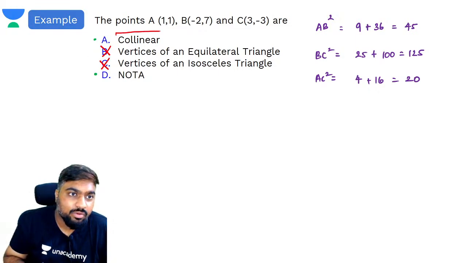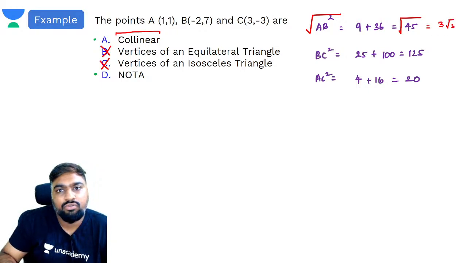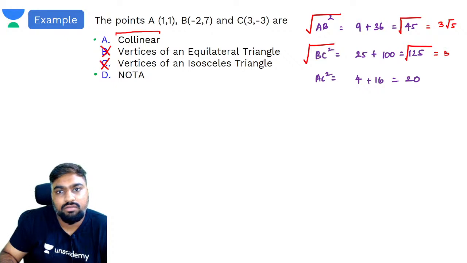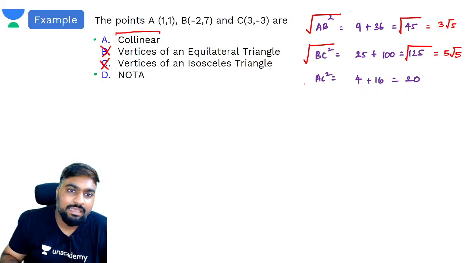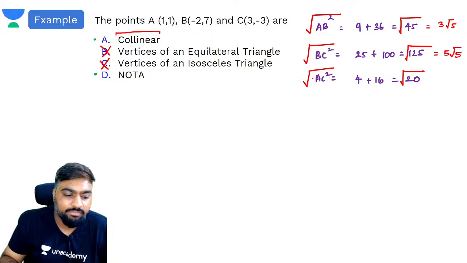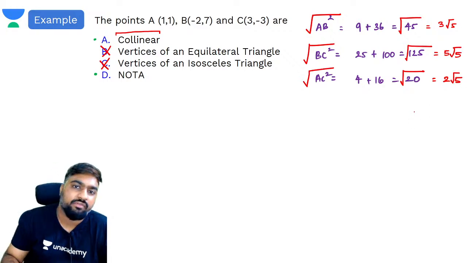But to check if they are collinear, not their squares, but their roots will give us the value, right? If I take the root of AB square, I'll get root 45. What is root 45? 3 root 5. BC square's root, that is BC, will give me root 125, which is what? 5 cube. Now 125 is 5 cube, so 5 root 5. And AC square is what? AC square's root will give me AC, that is root 20, which is 4 into 5, 2 root 5.